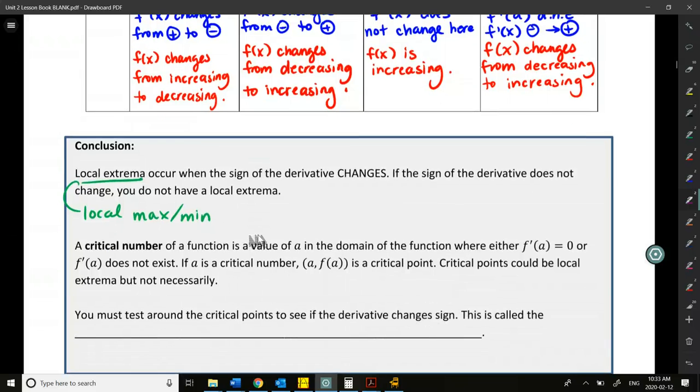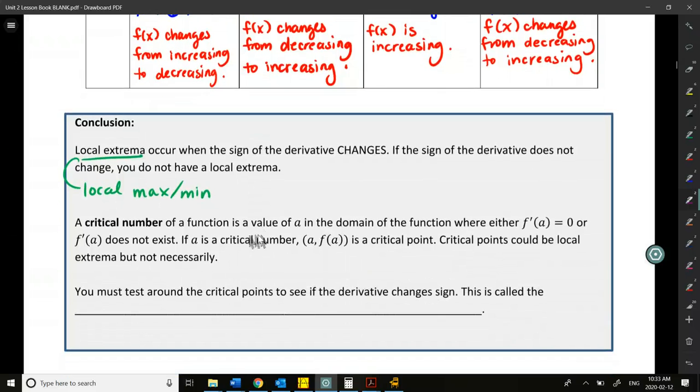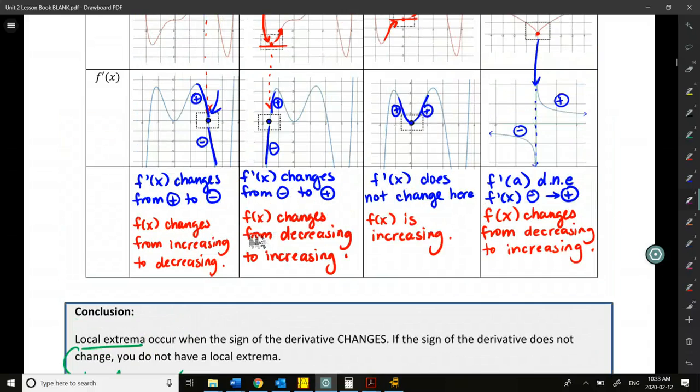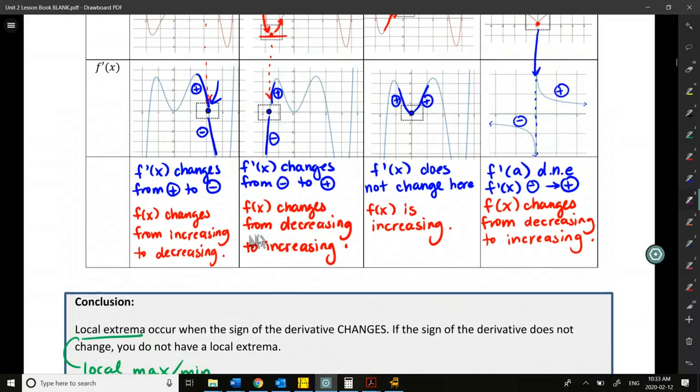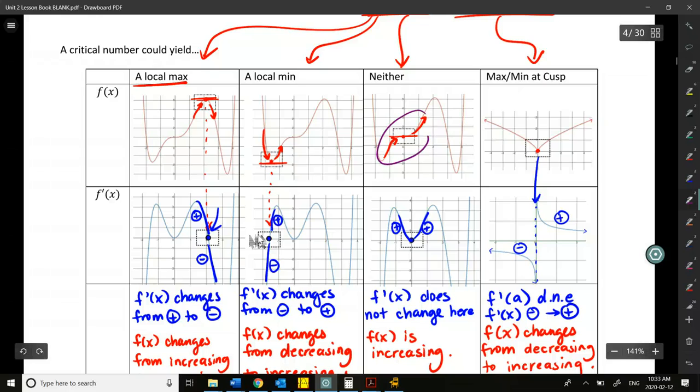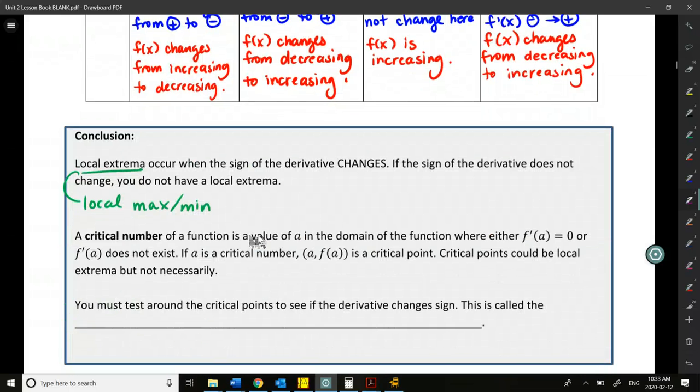Okay? Okay, so local extrema can occur if the sign of the derivative changes from positive to negative or negative to positive. If the sign of the derivative does not change, you don't have any local extrema, okay? So we don't have a local max and we don't have a local min. That would be like this scenario. That point right there has a tangent equal to 0, but it's increasing and then it continues to increase. So the sign of the derivative is always positive surrounding that area.